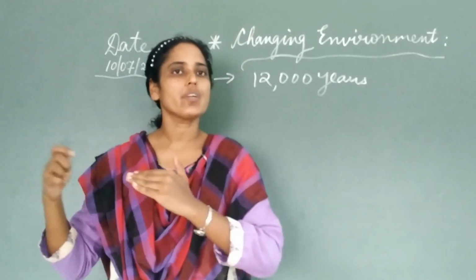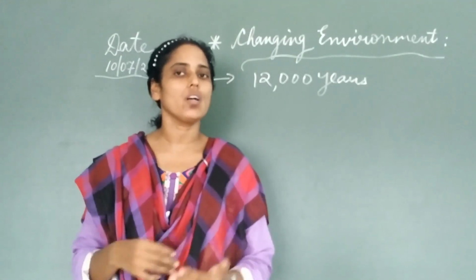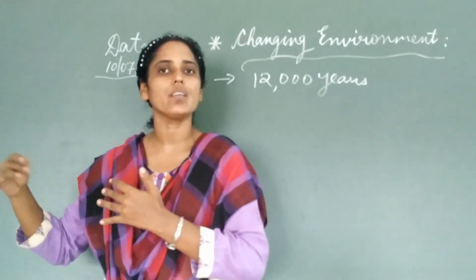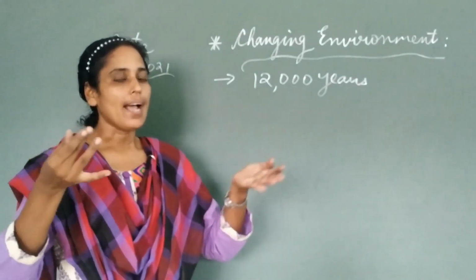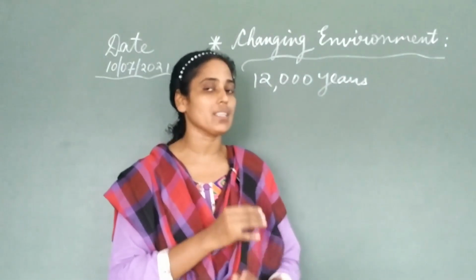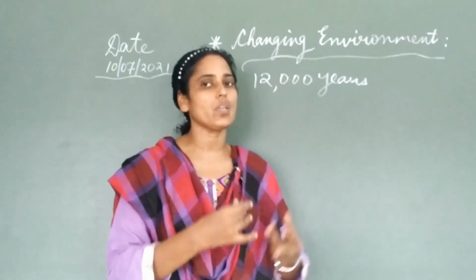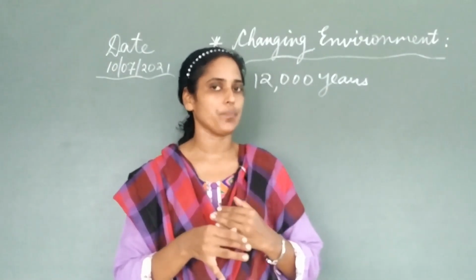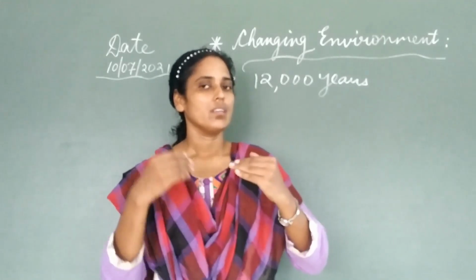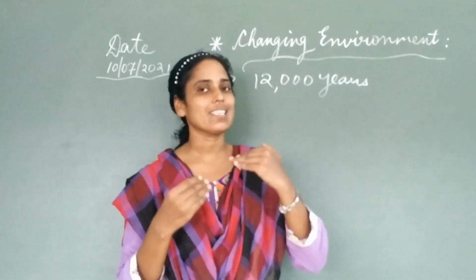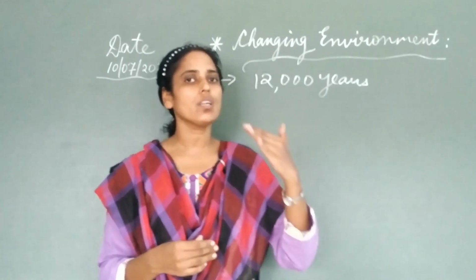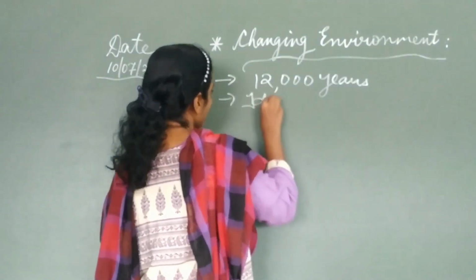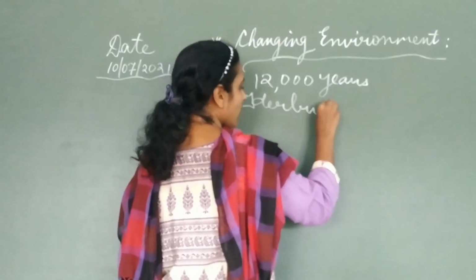So what happened? That led to different changes in temperature and vegetation, and due to that, grass fields started growing here and there in different places of the world. And when grass fields grow, what happens? The cattle, animals, get the grass to eat. So due to that, what happened? Herbivores, or animals eating grass, got a good feed. That is, the cattle got a good feed. So the number of grass-eating animals, that is herbivores or herbivorous animals, increased.